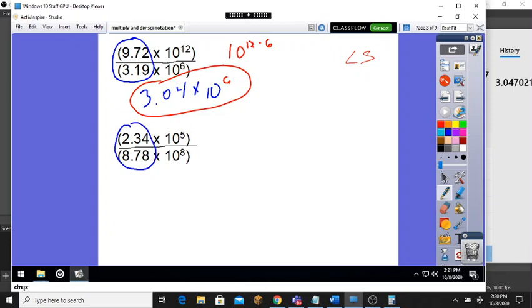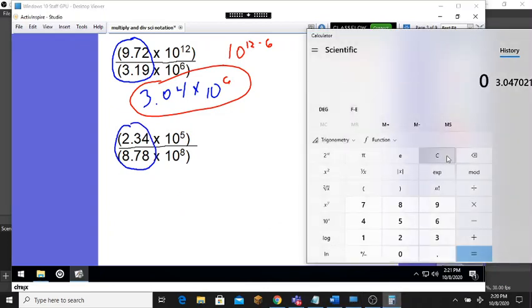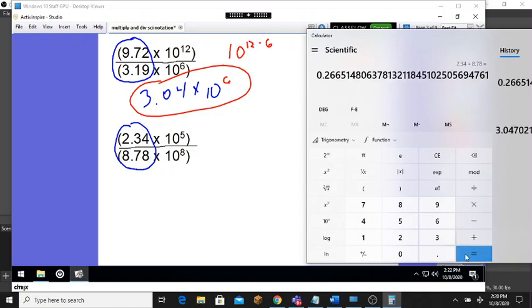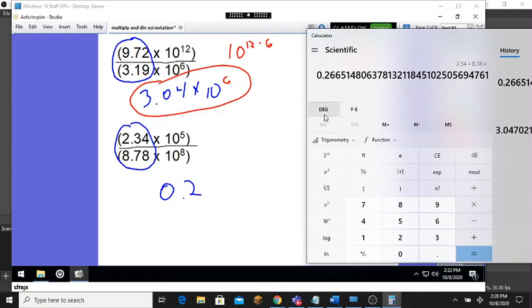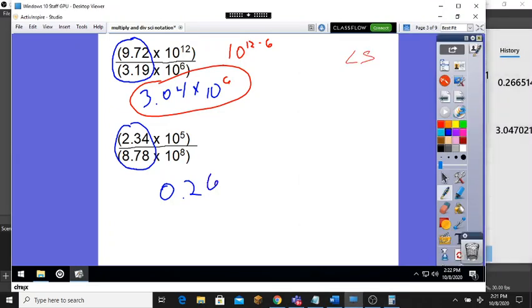Let's do this one right here. 2.34. Just do that normally. 2.34 divided by 8.78, and that gives me 0.26. Okay. And the exponents, 5 minus 8, that should give me a negative 3. Now, we just have to convert this into true scientific notation. This decimal is in the wrong spot. We have to move it here. So it should be 2.6.